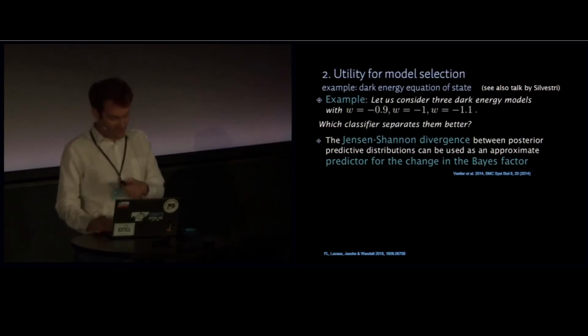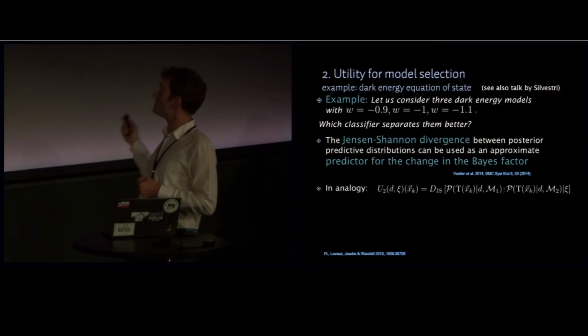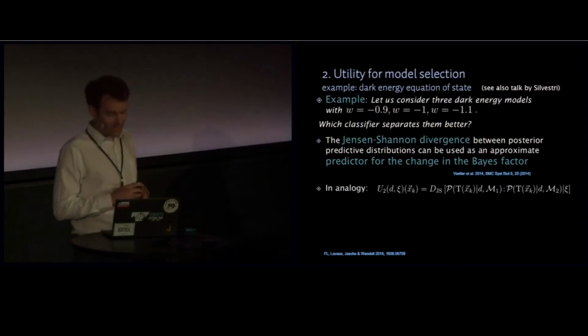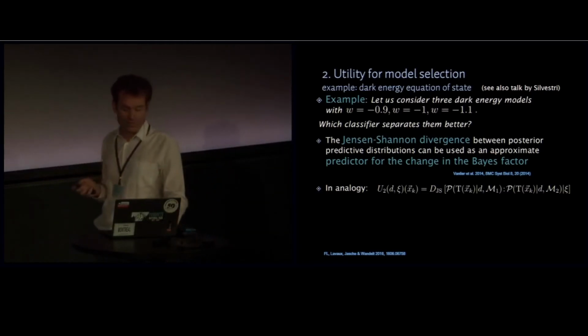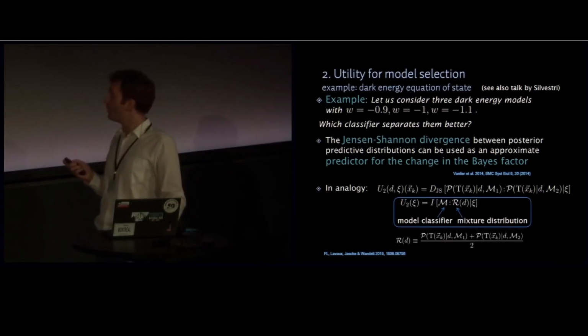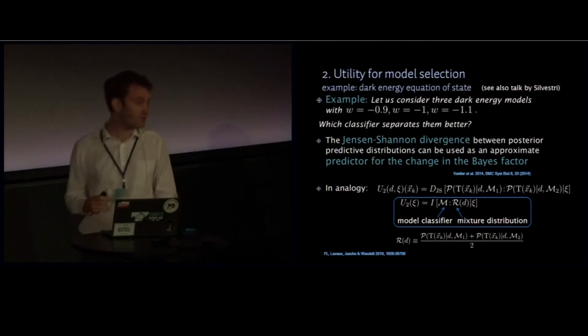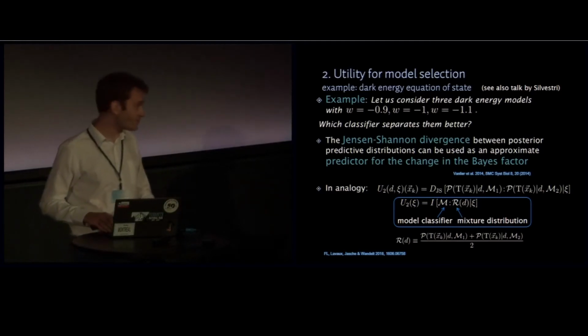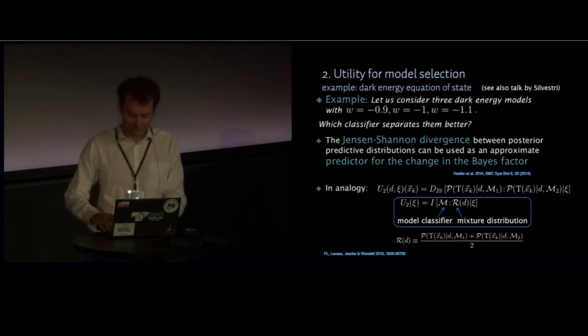So in analogy with this idea, we can write down our second utility as this Jensen-Shannon divergence here between the posterior probabilities given the two models. And if you take the expectation of this, and again use this property of mutual information, then the second utility will be the mutual information between the model classifier and the mixture distribution, which is written down here. It's the mixture distribution between the two posterior distributions given the two possible models.